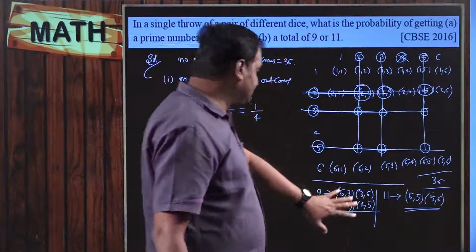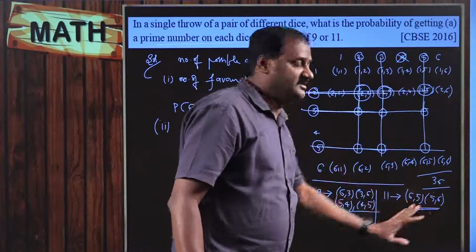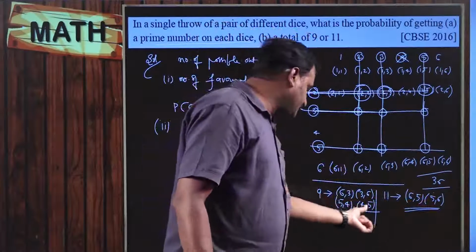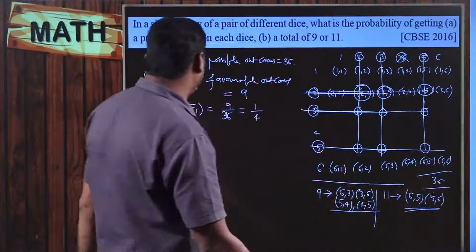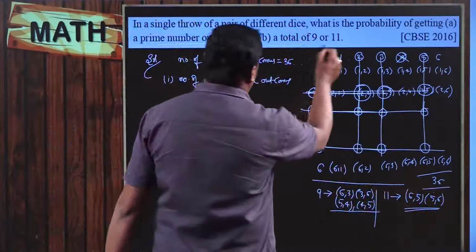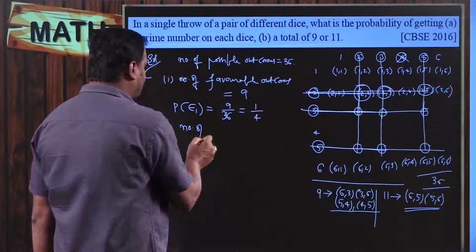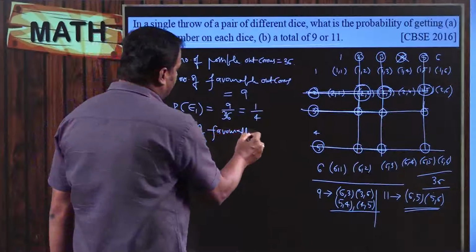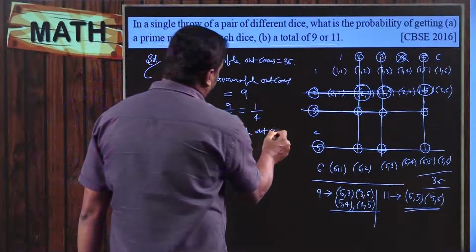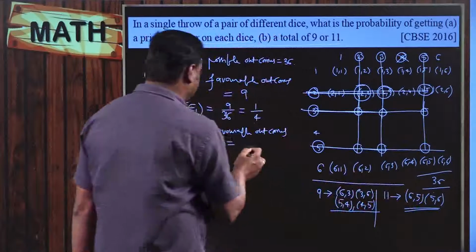9 or 11 means these outcomes will come, as well as these outcomes also will come under consideration. So how many outcomes are there? 1, 2, 3, 4, 5, 6. So a total of 9 or 11 is the number of favorable outcomes according to the second condition. The number of favorable outcomes is going to be 4 plus 2, which is equal to 6.